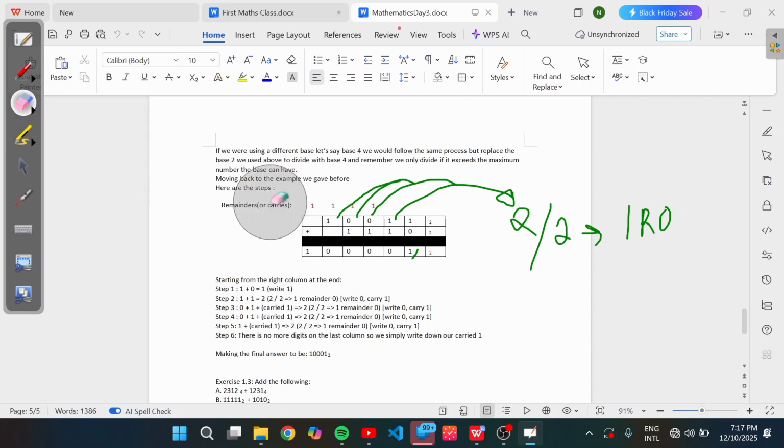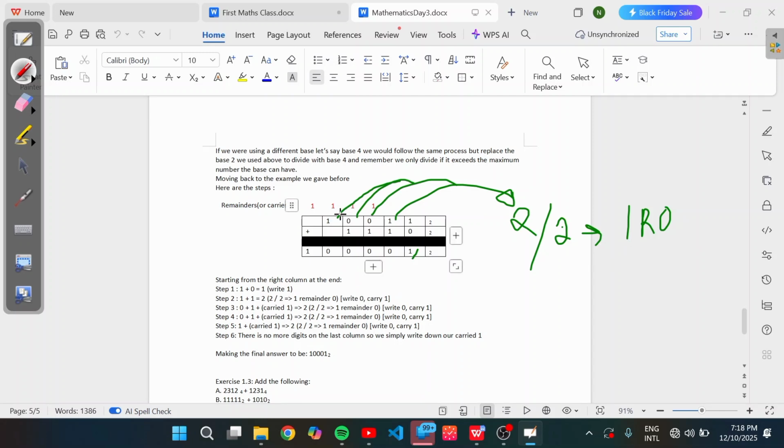So let me just briefly go over this again. 1 plus 0, 1. 1 plus 1, 2. Divided by 2, 1, remainder 0. We write down the remainder and carry the 1. Now, 1 plus 0 plus 1, 2. 2 divided by 2, 1, remainder 0. So we write down the 0 again and carry the 1 again. And then we go through the same process. 1 plus 0 plus 1, 2 divided by 2, 1, remainder 0. Write down the remainder, carry the 1.